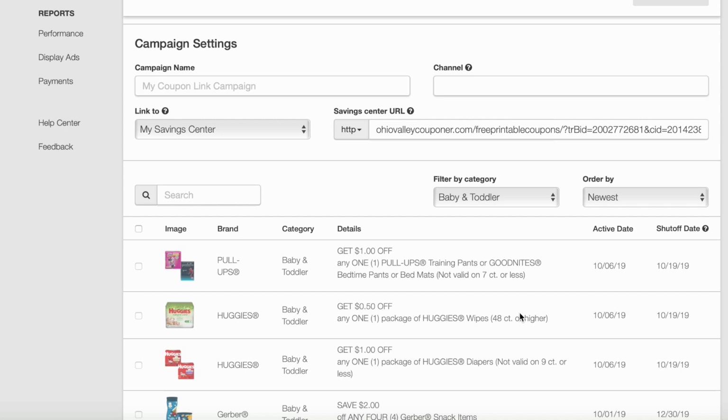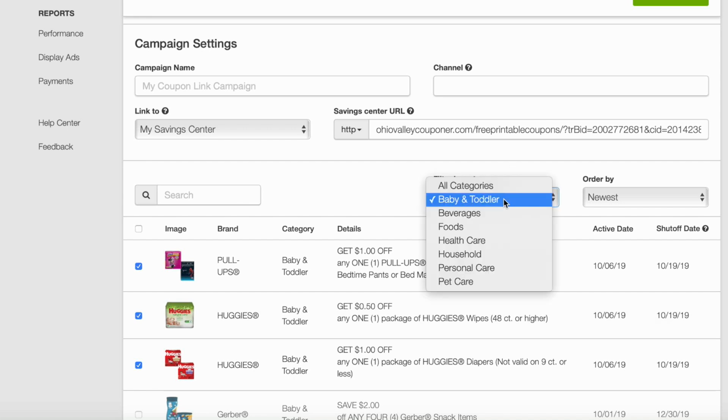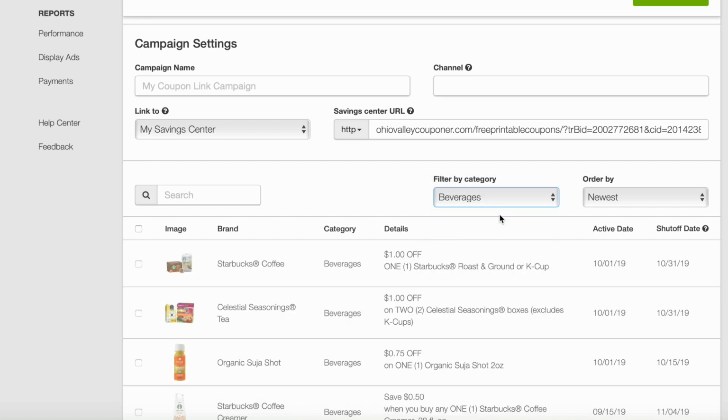So for baby coupons, we got $1 off Pull-Ups, 50 cents on Huggies wipes. I know a lot of people have got Fetch Rewards offers for like 1,000 points on any Huggies wipes or something like that. So this would be a good time to use that coupon at Walmart, where they're $1.78. $1 on Huggies diapers. That's it for baby coupons. Okay, no new beverage coupons.